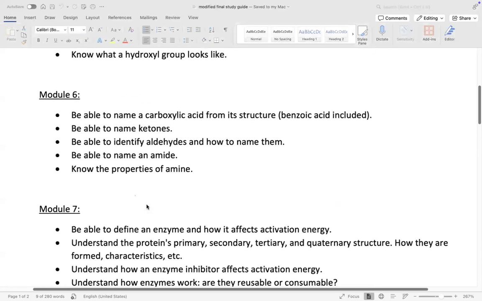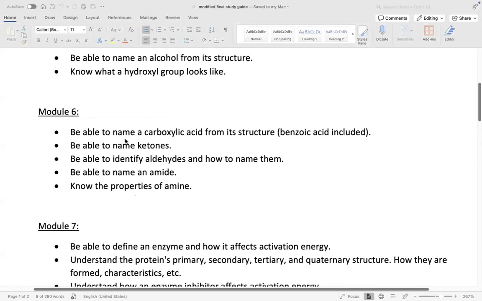Module 6. Be able to name a carboxylic acid. We did that, the benzoic acid that was on there. Name ketones. We did not have an example of a ketone, but we had two examples of aldehydes, which are very similar. Only ketones have the ending anone.